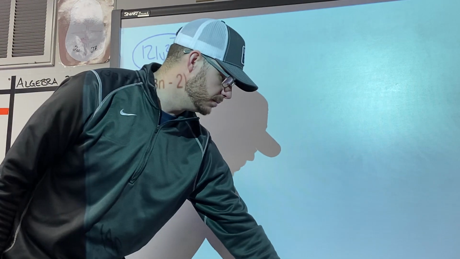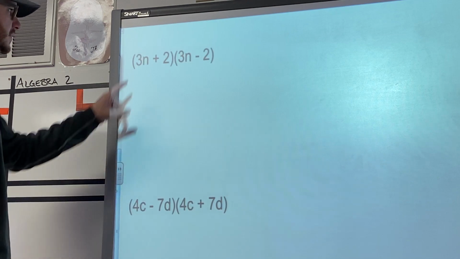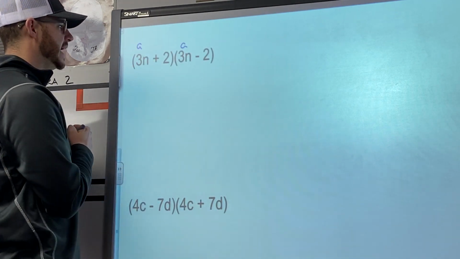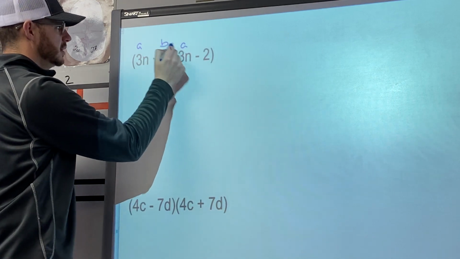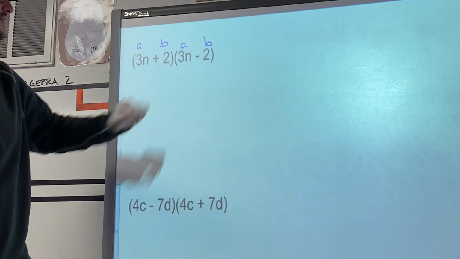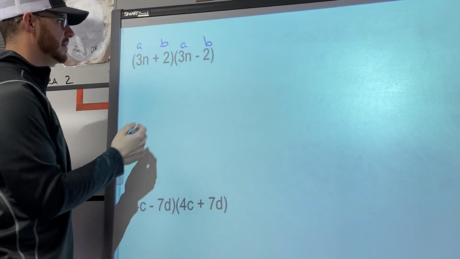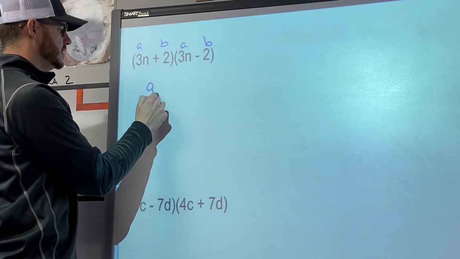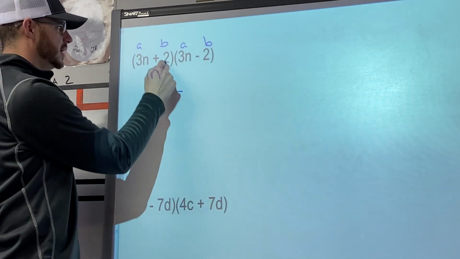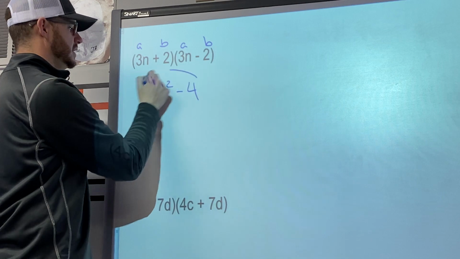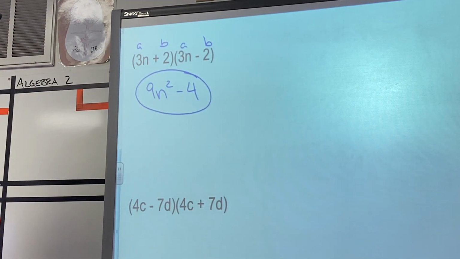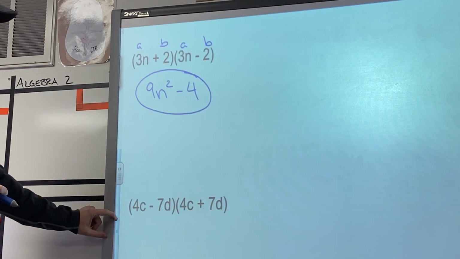So let's just do one more of these. Let's go with this one here. Make sure our a values match, 3n and 3n. Our b values match, 2 and 2. One is a sum, one is a difference. So we know it's going to come out to a squared, which in this case would be 9n squared, minus b squared, which in this case would be 4. And that would be our solution right there. That's all you have to do to solve that.